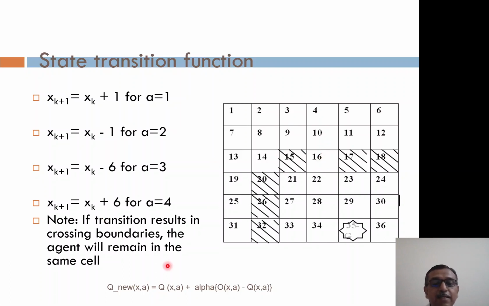If a transition results in crossing boundaries, the agent will remain in the same cell. So if I am in 6 and I take an action right, I will remain in 6 itself. So you should modify these equations to capture that. If I am in 1 and the action is up, I cannot go up, so I will remain in 1 itself. So this is the state transition. This is a very simple example. Depending upon the situation, you should capture the state transition function.